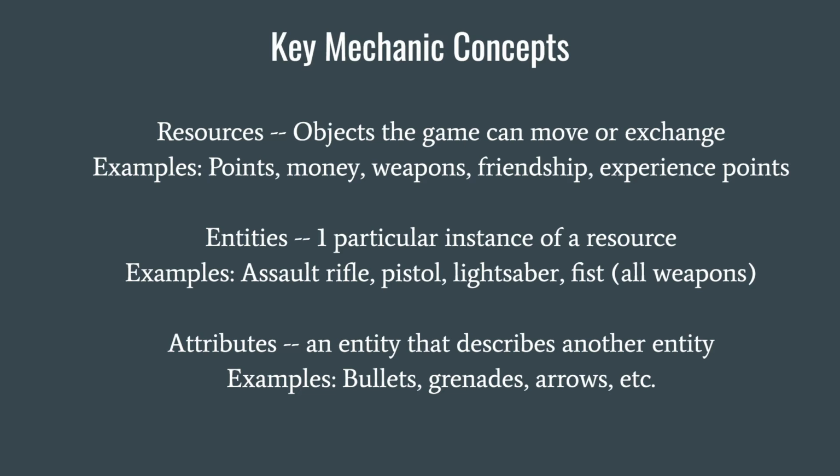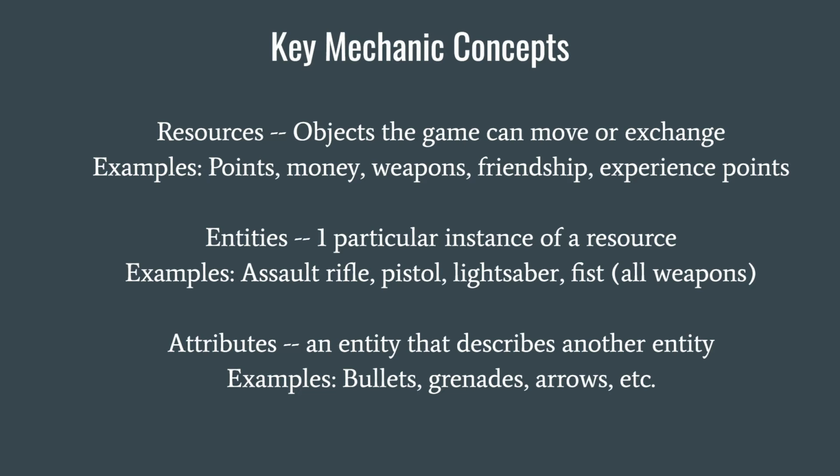And then an attribute is an entity that describes another entity. So we have an assault rifle, right? So we have weapons in our game. That's a resource. But then we have an assault rifle. But then the assault rifle has all kinds of attributes, which themselves are entities. An assault rifle has the amount of damage it can do. The assault rifle has how fast it fires. That's an attribute. The assault rifle in some games has how heavy it is. In some games, the player can only hold so much weight, and they can only bring so much weight around with them.